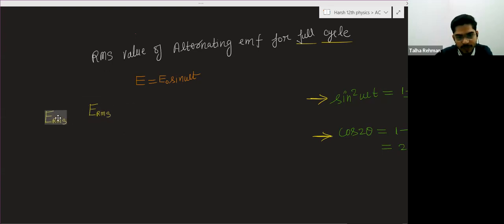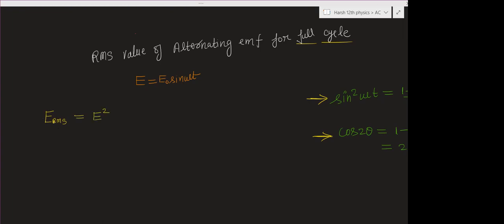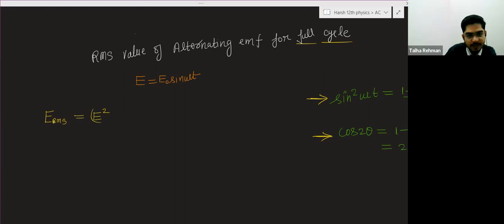So first we will do the square, then mean, then root. We want the E RMS. So first we will do the square of E. Then we will take the average and then we will take the root.